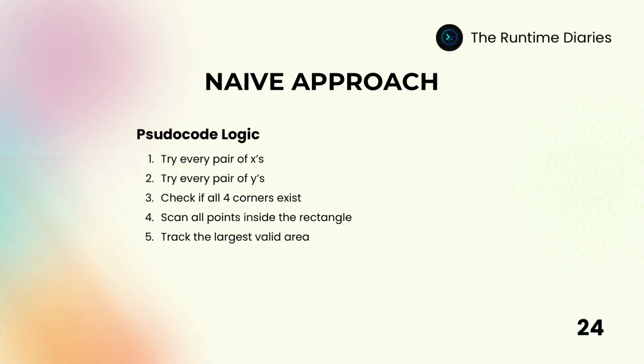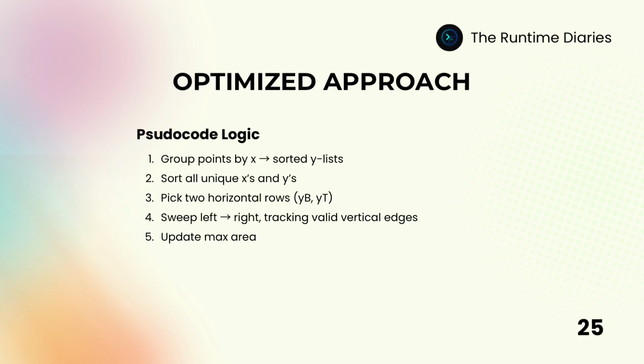Let's summarize the naive version in pseudocode. You loop over all pairs of X's and Y's. For each, check if all four corners exist. Then scan all points to ensure the rectangle is empty inside. If clean, calculate the area. Easy to follow, but inefficient. Now the optimized version. You fix two Y's, scan columns left to right, track the last clean edge column, and compute area when you find another edge before hitting a blocker. This removes the repeated scanning entirely and respects the no interior points rule automatically.